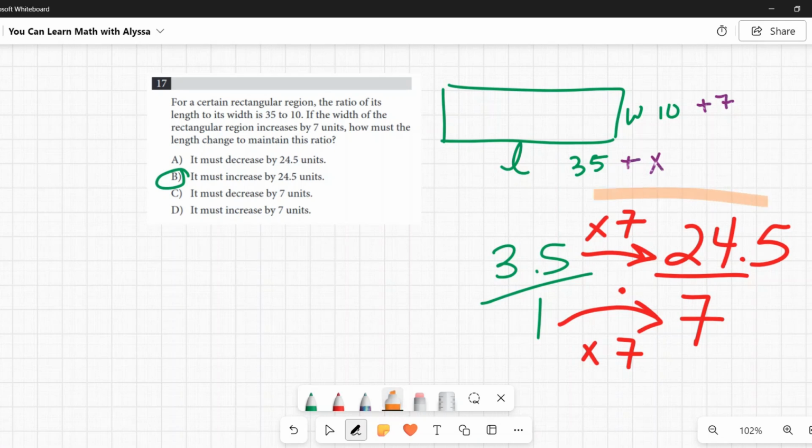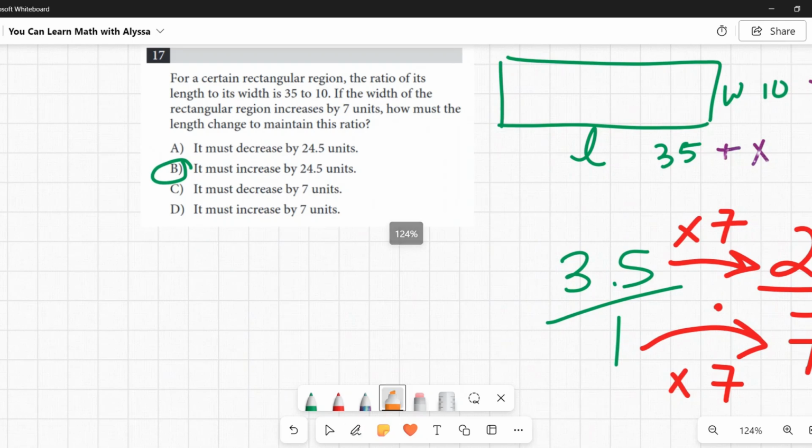This way, while it's quicker, sometimes that can be a bit confusing because we're talking about, wait, are you saying that the new length is 24.5, or the amount of the increase? Again, we want what makes the most sense to you. What's clearest to you, that's the method you should use.